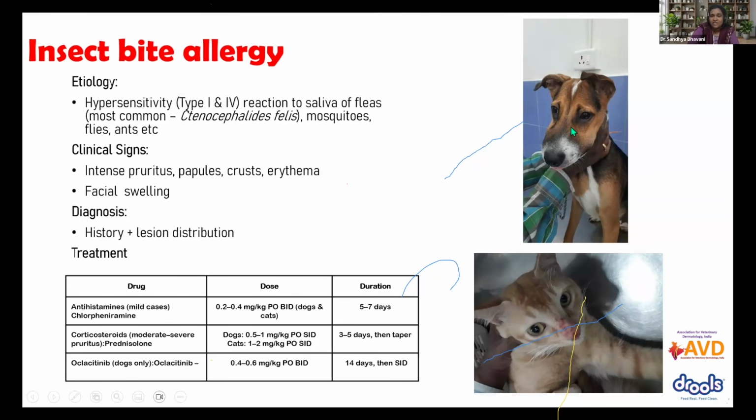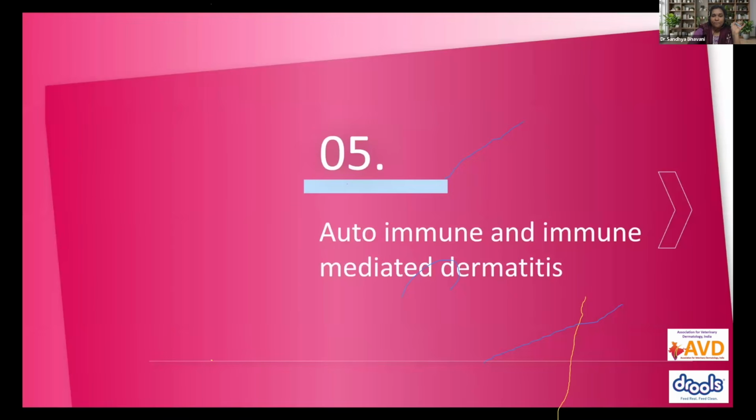With things like an ant bite, you can see such type of facial swelling. But in cats, there won't be any facial swelling. But here the nasal planum and the nasal muscle will be a little bit enlarged with a lot of erythematous patches. So based on the history and lesion distribution, you can suspect whether it is an insect bite allergy or flea bite allergy. Based on that, you can go for chlorpheniramine and prednisolone or oclacitinib to reduce the pruritus and inflammation. In case of fleas, you can go for anti-flea therapy.